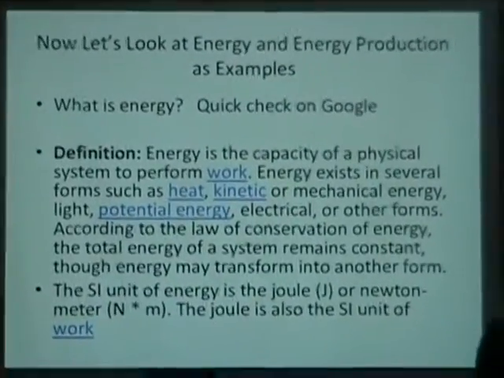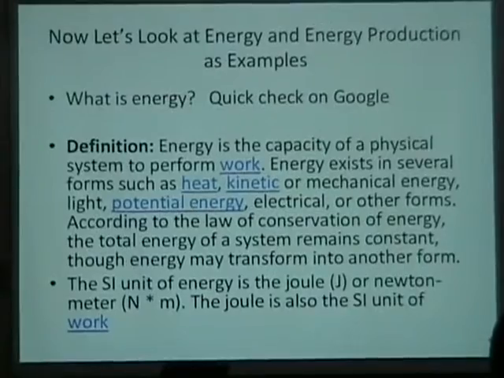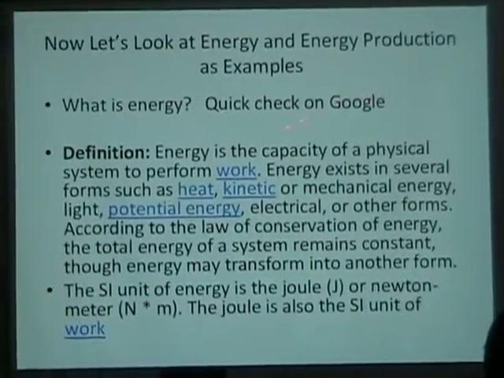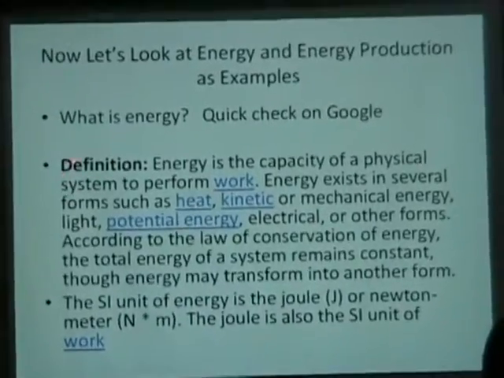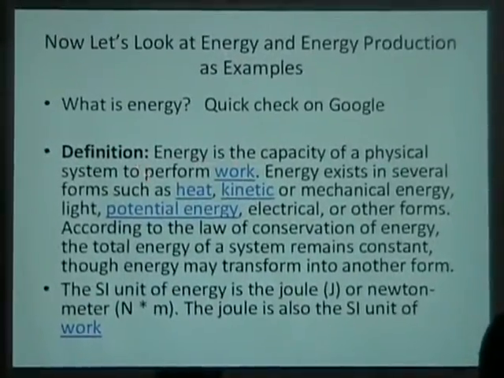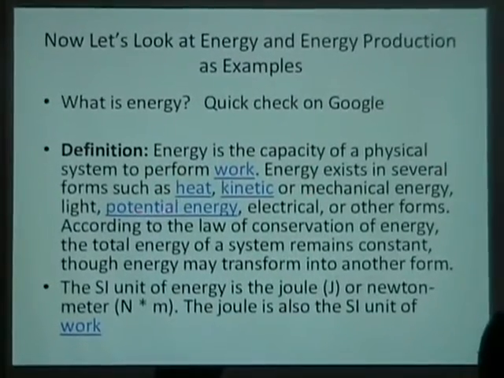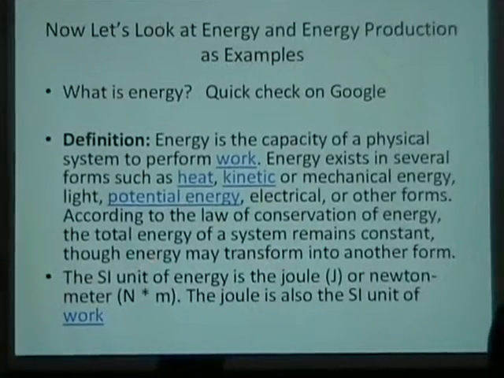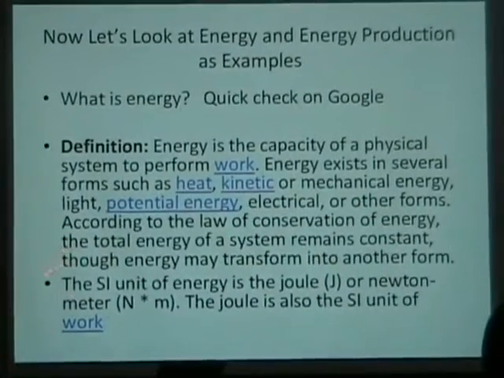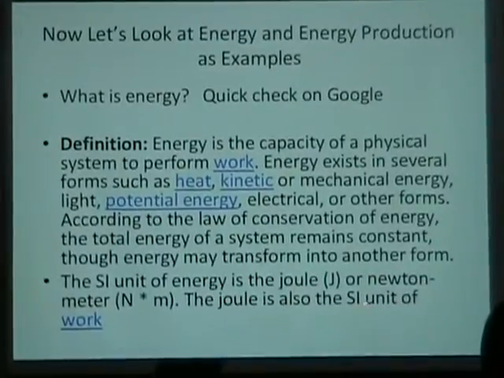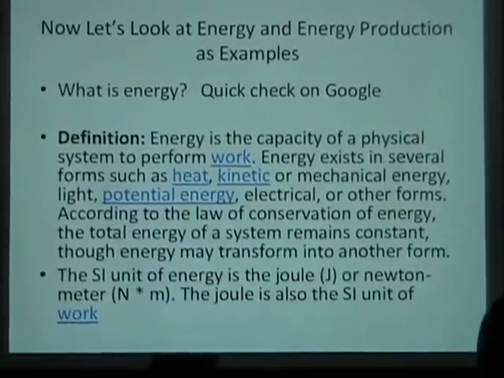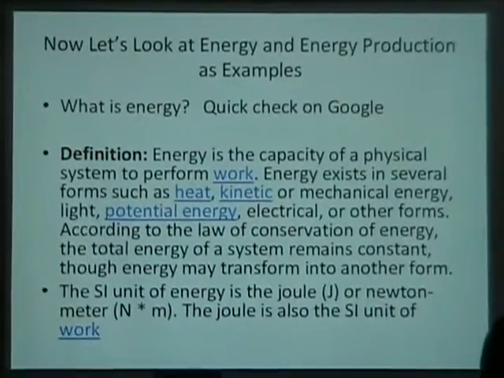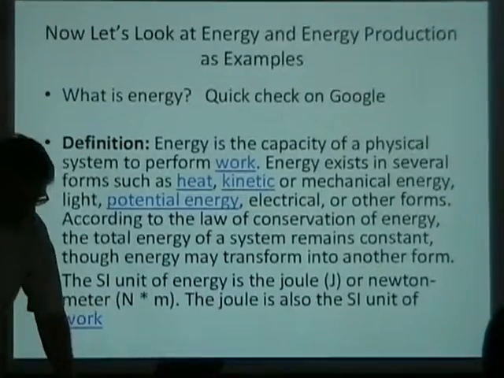Now let's look at energy as a broader concept. I pulled out one formal definition from Google: the capacity of a physical system to perform work. Energy exists in the usual forms, heat, kinetic, potential, etc. You can read the various bits and pieces about it, and the unit for it is the joule, the SI unit. But of course there are a large number of other units, the electron volt being one that I tend to use fairly frequently, or mega electron volts, etc.